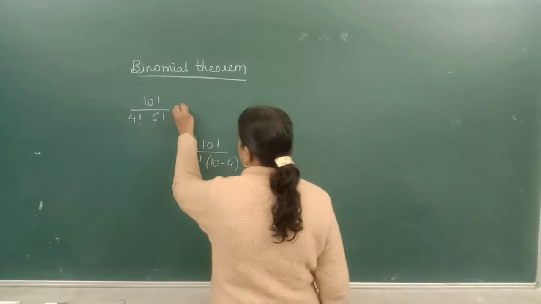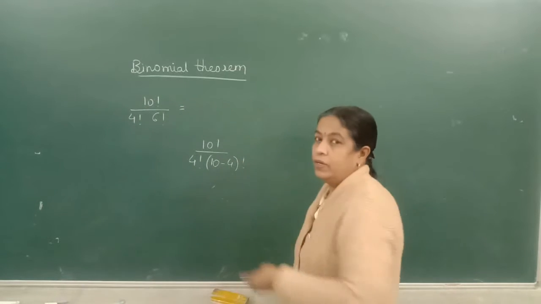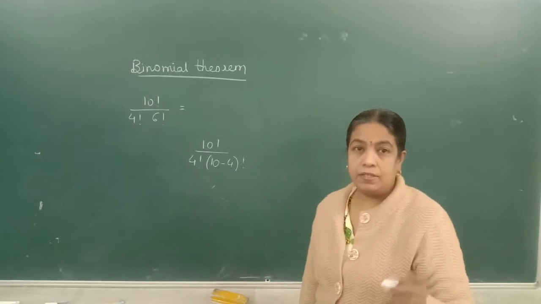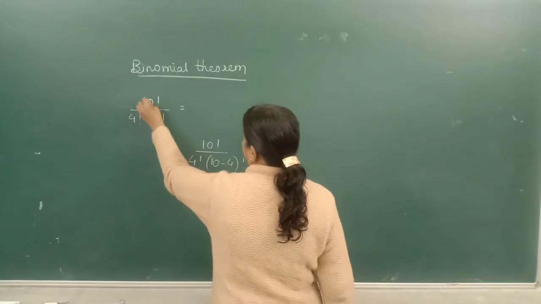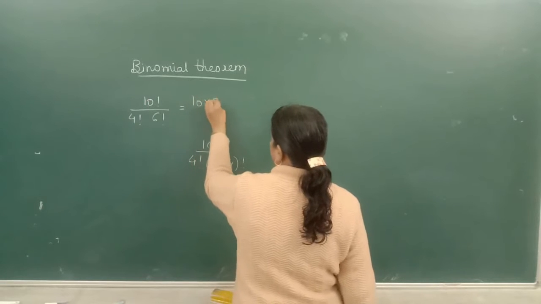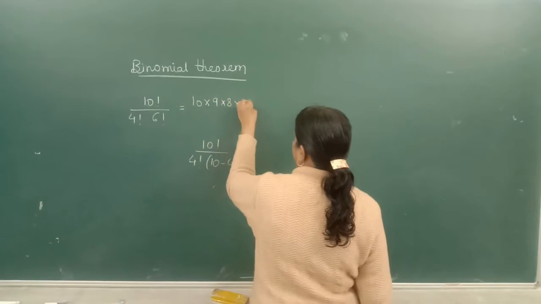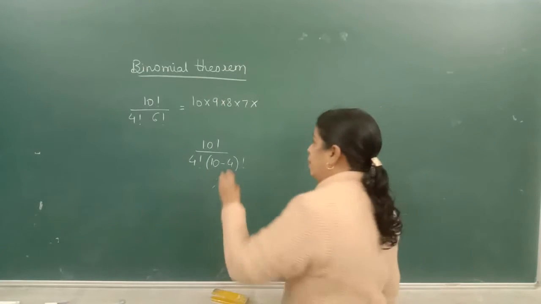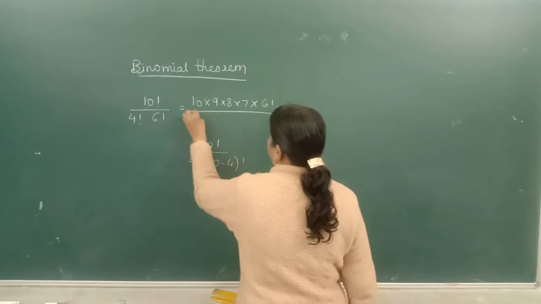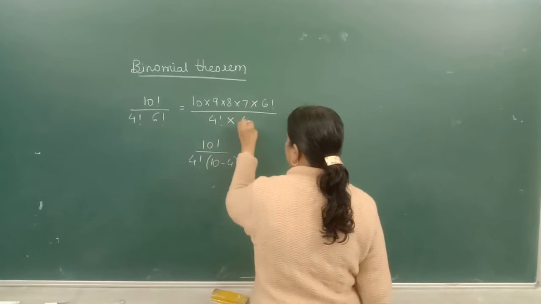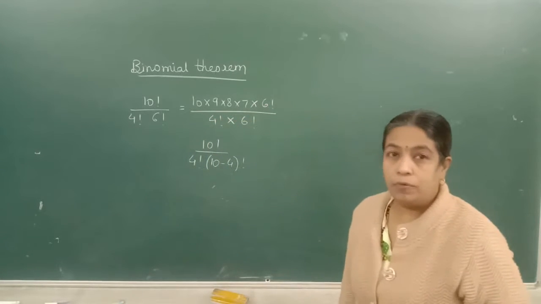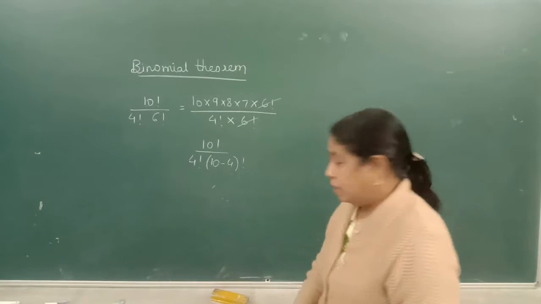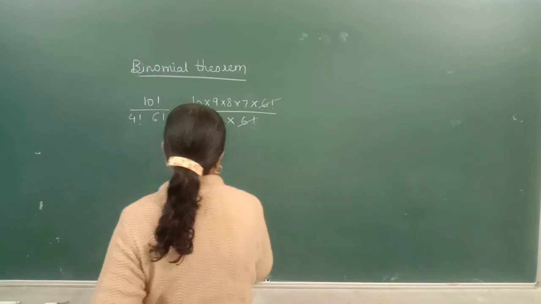Now, one method is to find all the values 10, 9, 8, 7, down to 1. Instead of that, one shortcut method is to write 10 factorial as 10 into 9 into 8 into 7 into 6 factorial. Why have we written this up to 6 factorial? So that the major portion gets cancelled. Got it? Now see what remains with us.